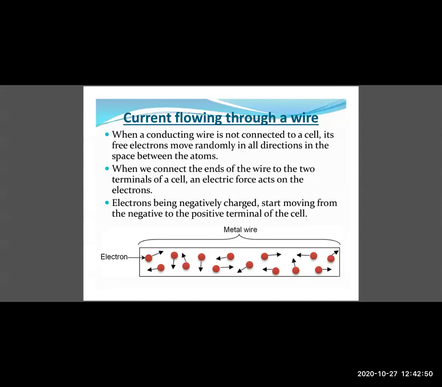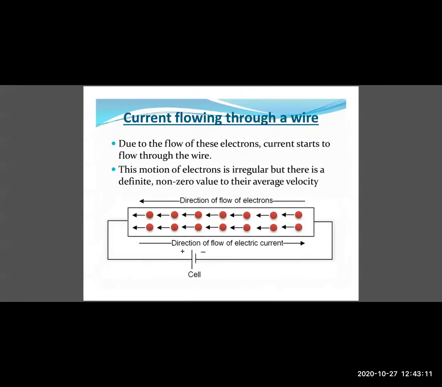But when we connect the two ends of the wire to two terminals of a cell, an electric force acts on them. So when you attach an electrical source, a battery or a cell, the electrons start moving in a given direction. Electrons being negatively charged, they will start moving from the negative to the positive terminal. Let us look at that example. Now let us look at this diagram below. You had that same conductor which had those electrons. Now when you attach a cell, you can see here the cell has two terminals, positive and negative. Now there are various ways of expressing the cell.